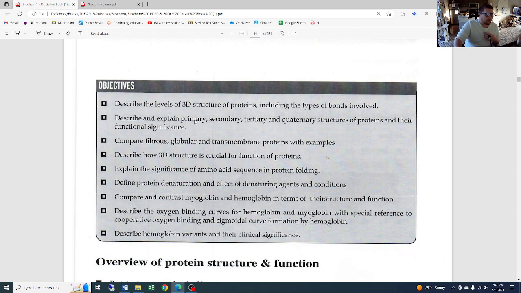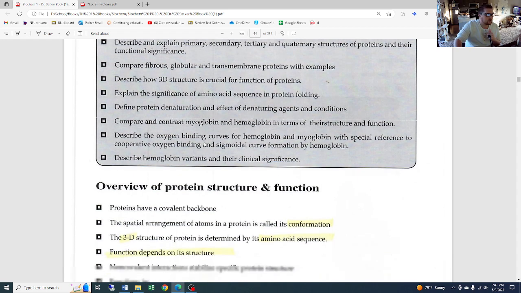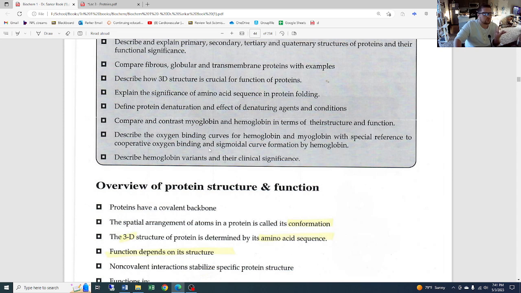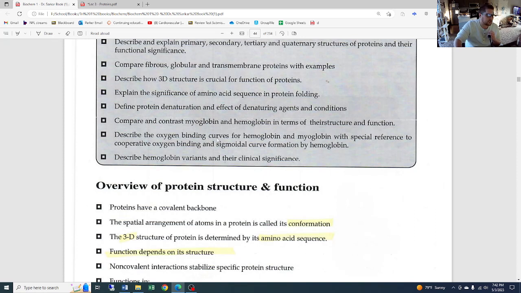We're going to talk about the primary, secondary, tertiary, and quaternary structures of the proteins, and then their functional significance. Comparing the fibrous, globular, and transmembrane proteins with a couple of examples. The 3D structure is crucial for function of proteins. So we'll get into how the exact structure of each of the proteins, what we need structure-wise for proteins to function. The amino acid sequence in protein folding, protein denaturation, and the effects of denaturing agents and conditions.